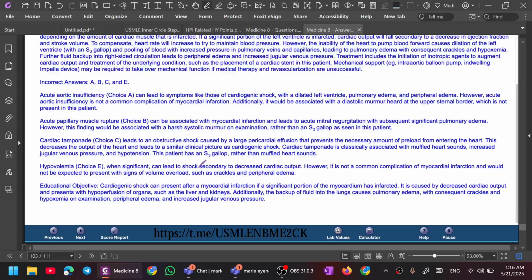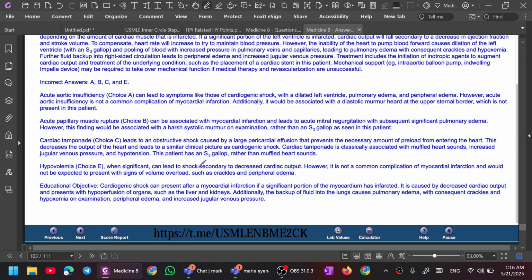Okay. It's not cardiac tamponade, which leads to obstructive shock caused by a large pericardial effusion that prevents the necessary amount of preload from entering the heart. This decreases the output of the heart and leads to a similar clinical presentation as cardiogenic shock. Cardiac tamponade is classically associated with muffled heart sounds, increased JVP, and hypotension. This patient has an S3 rather than muffled heart sounds.